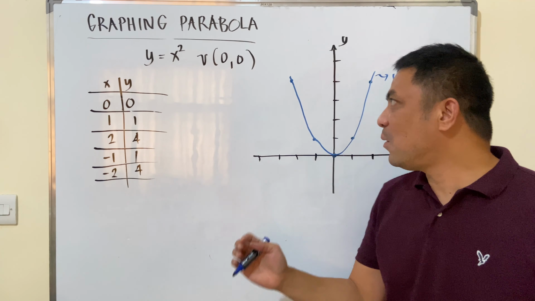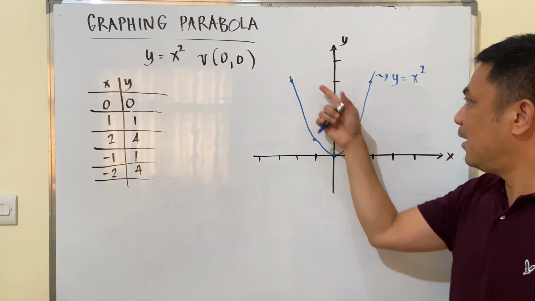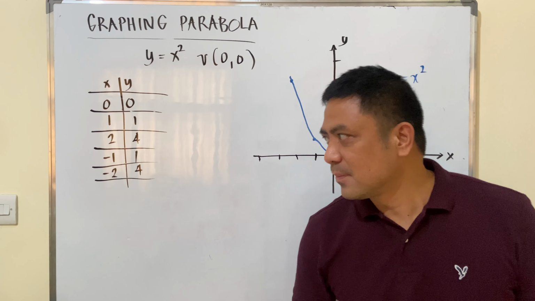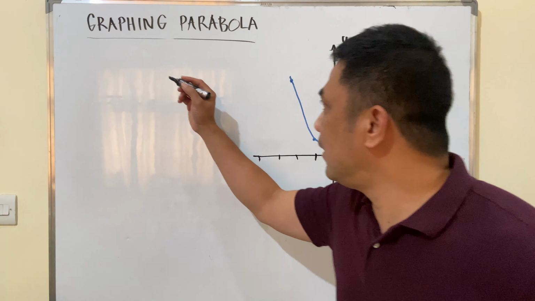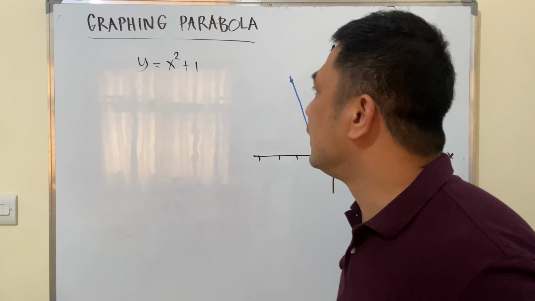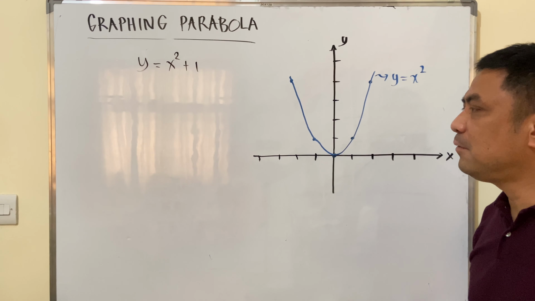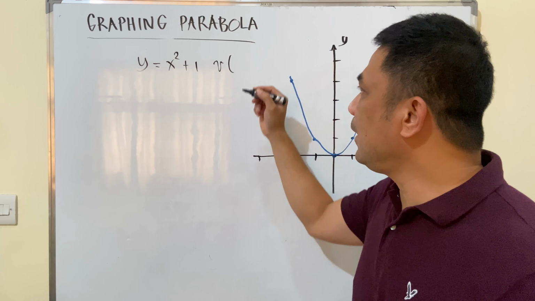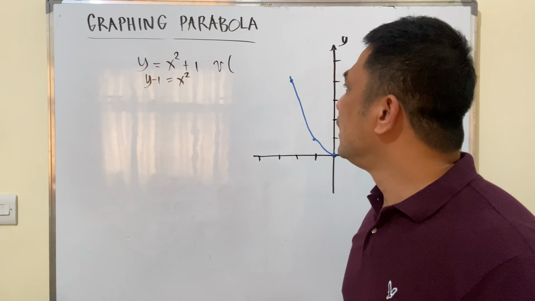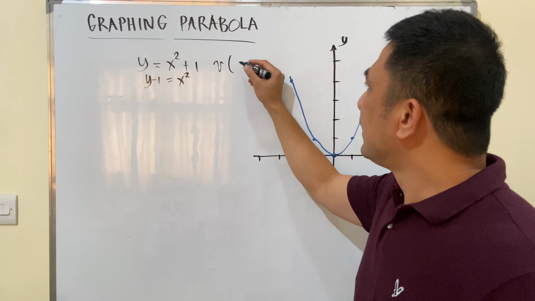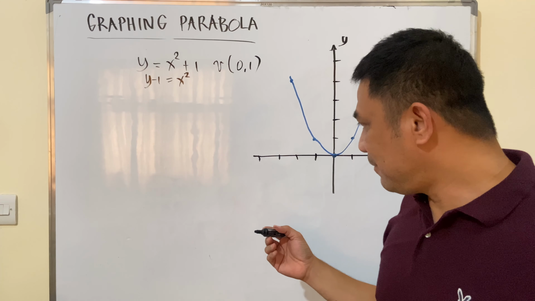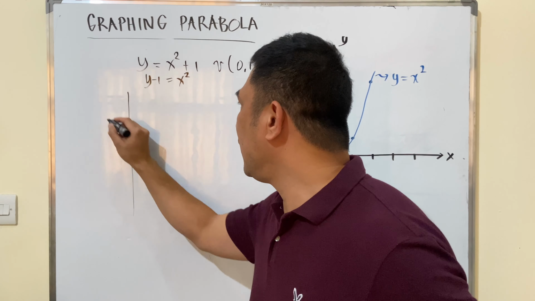Okay, so this will be our parent graph or parent parabola, wherein we have y is equal to x squared. So let's try another function. What if we have y is equal to x squared plus 1. In this case, as we learned before, this will be y minus 1 is equal to x squared. So the vertex now will be at 0, 1.